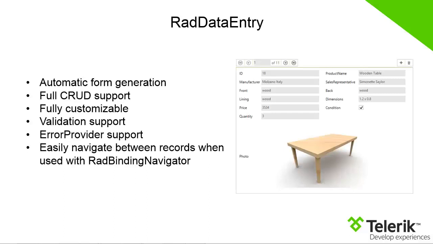RadDataEntry is a new control in the control suite, and what this provides you is automatic form generation based on an underlying data source. This control gives you full CRUD support, meaning that you can create, read, update, and delete objects in a collection. And it's also fully customizable, meaning that you can swap out things like the field labels or the default editor that's rendered in the form. Full validation and error provider support is provided, and when used in conjunction with the also new RadBindingNavigator, you'll be able to easily navigate between records inside of the form using that control.